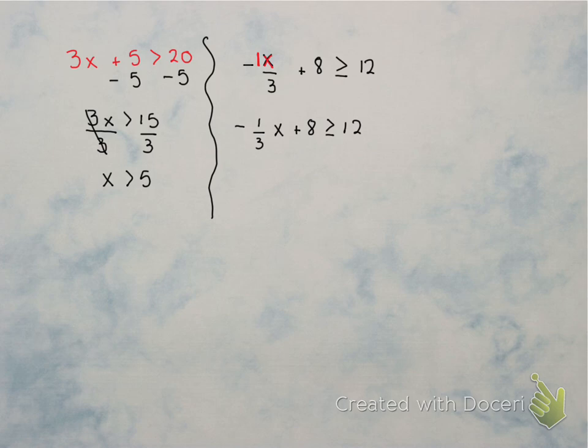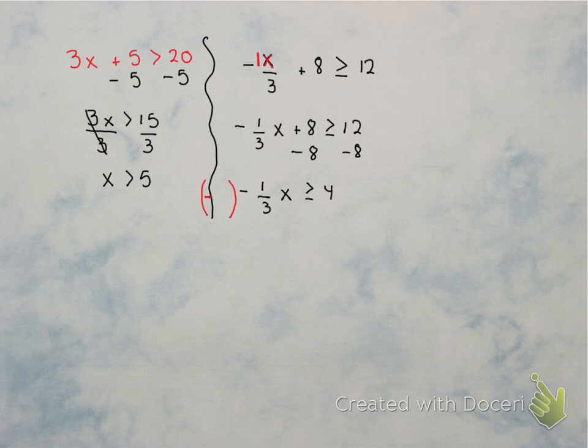Because remember, when you've got a negative stuck to your variable, by multiplication or division, you need to switch the direction of the sign. So that's why I rewrote it, to intentionally point out that that 1/3 x is negative, and the implication of that is that the sign is going to change direction. Okay, so we are going to start by subtracting 8 on both sides, just like we would if this was a regular equation.